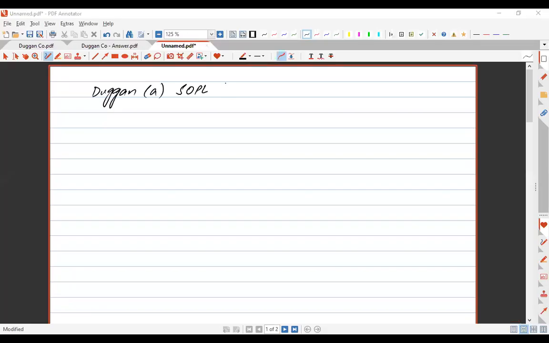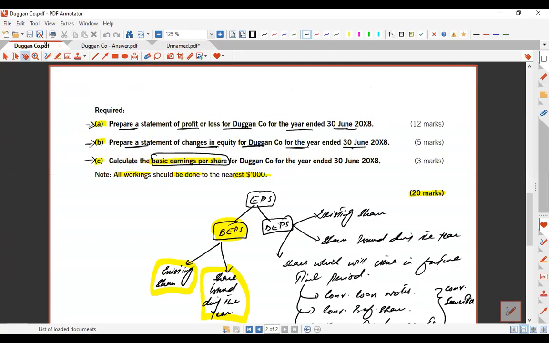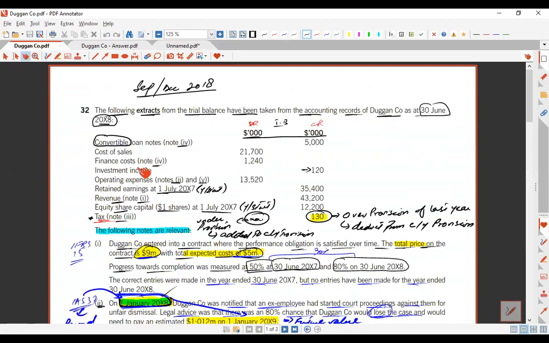Begin part A, statement of P&L for the year ended 30th June 2008. By the way, now what we are going to do, how we prepare P&L: first of all, we take the things from the trial balance and then account for the adjustments we have prepared. So if you look at the trial balance, revenue is given in the question, and revenue with respect to note 1, we have done with the note 1 working.